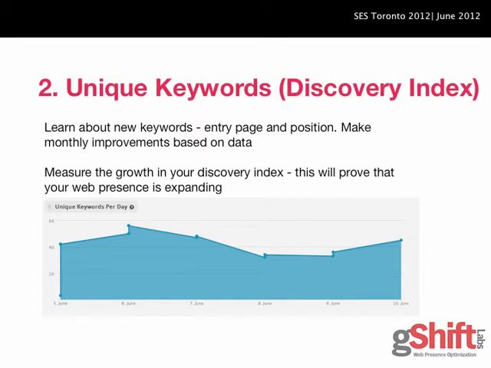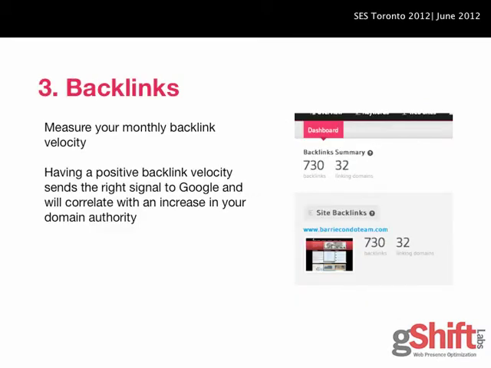The unique keyword phrase index, which is sometimes referred to as a discovery index, is really a measurement of your complete web presence in organic search. It looks at unique phrases, not the total number of keyword phrases, but just the unique phrases being used on a monthly basis. If that is growing over time, then you're expanding your web presence. Backlinks are obviously a great measurement. What we really like to look at is a positive backlink velocity. It sends the right signals to Google, and it really correlates with an increase in your domain authority.